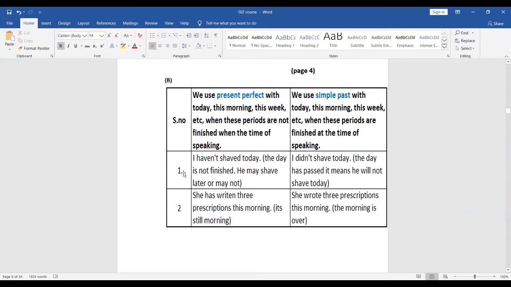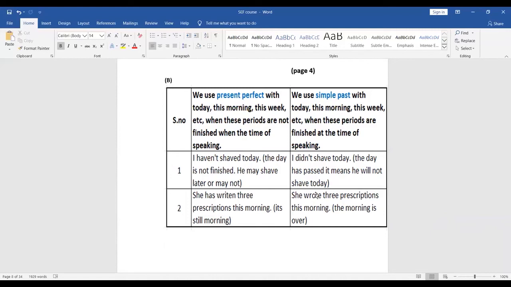"I haven't shaved today." Okay, so take a look at "haven't" and "shaved." This word "haven't" indicates that he will be shaving sometime soon. Okay, he may shave later or he may not. However, "haven't" indicates that it is present perfect. Whereas "I didn't shave today," he missed the day's work and he's not going to be able to do it because the action is completed. Okay, which means he hasn't done his work.